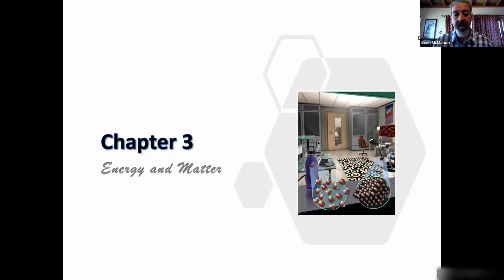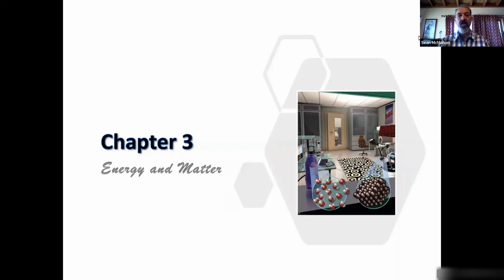So for today's lecture, we're going to cover chapter 3, which focuses on energy and matter. The first portion of chapter 3 is more general concepts and definitions, focusing on what matter is and how we can categorize and classify it. This is a really good segue from the previous chapters we covered, chapters 1 and 2.